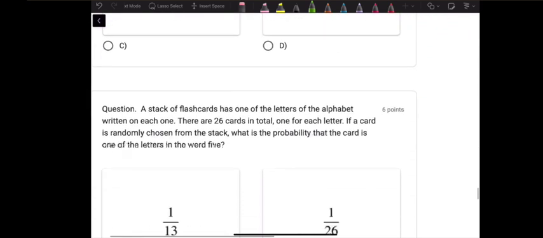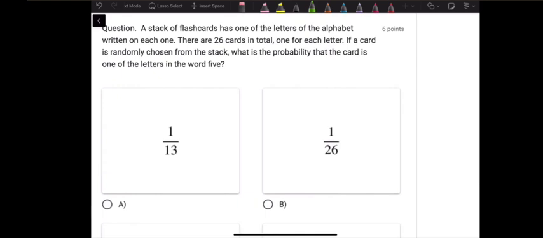Next one. A stack of flashcards has 1 of each letter of the alphabet on each one. There are 26 cards in total, 1 for each letter. If a card is randomly chosen from the stack, what is the probability that the card is 1 of the letters in the word 5? So let's look at the word 5 for a second. How many letters does the word 5 have? It has a total of 4 letters, which means there's a total of 4 cards that you can pick up that would be 1 of the letters in 5.